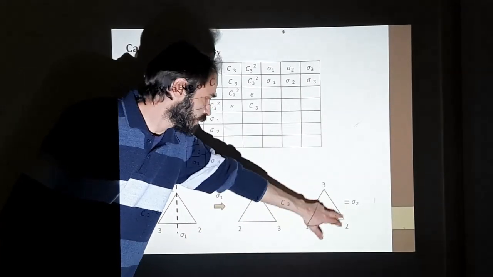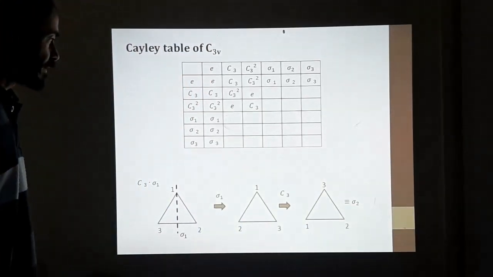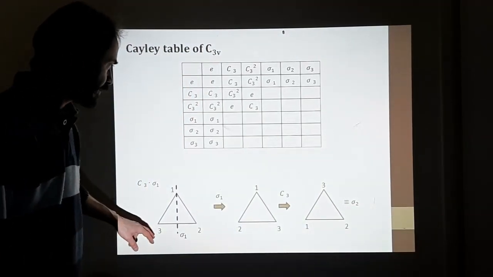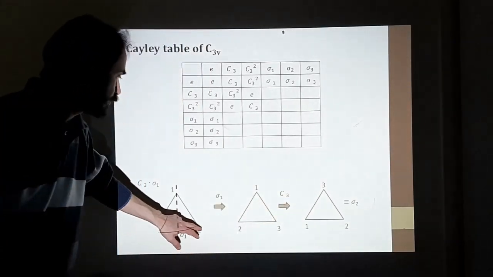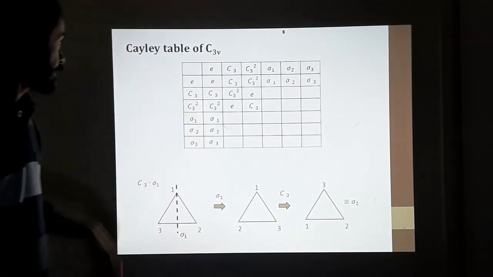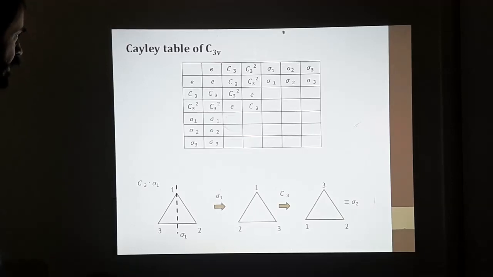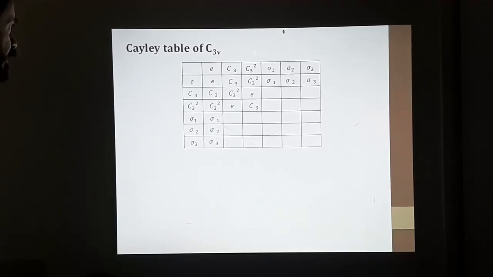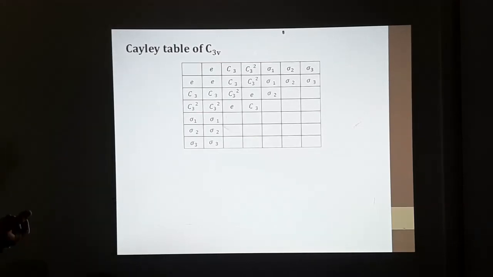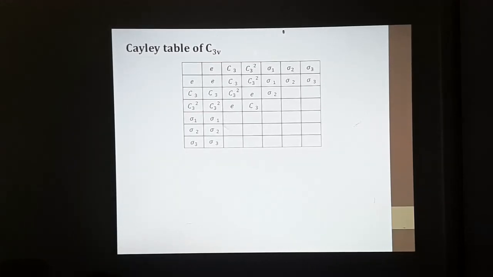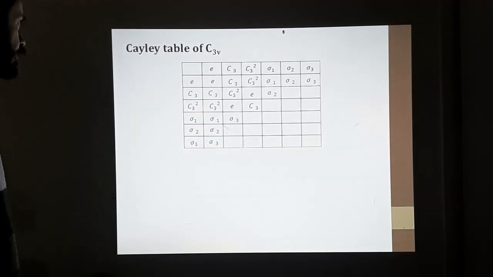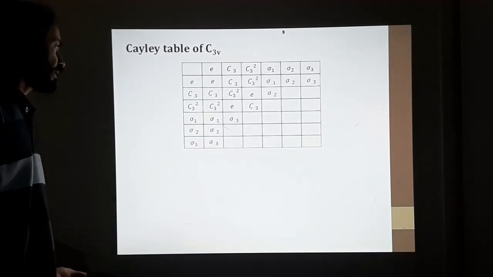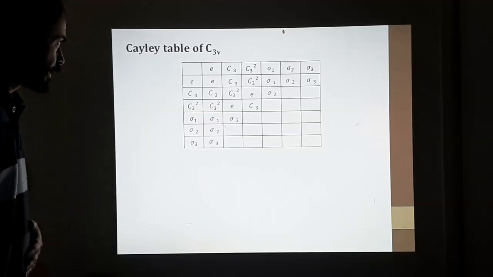So we get sigma 2. It consists of inverting the vertices 3 and 1. The 2 stays the same. So C3 multiplied by sigma 1 is equal to sigma 2. Now similarly, if you multiply sigma 1 by C3, you get sigma 3. So you get different elements. So it's not an abelian group here.